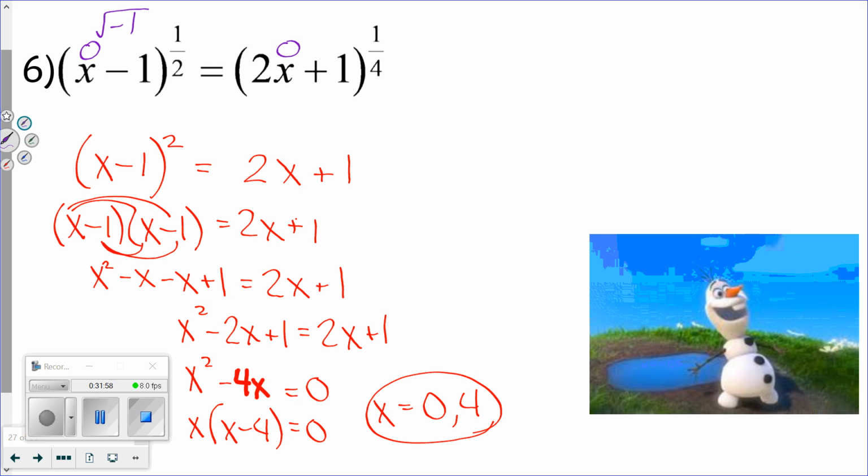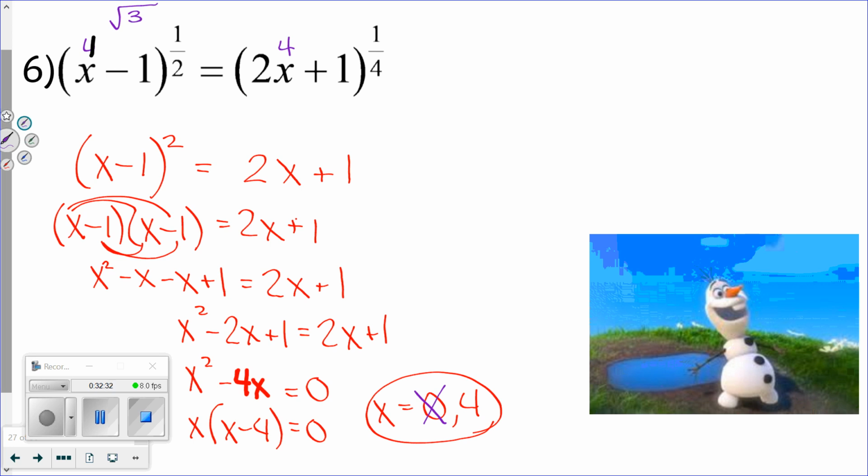Do I get the same thing over here? 2 times 0 is 0. 0 plus 1 is 1, and what's the fourth root of 1? It's 1. So does 0 work? No. All right, so that didn't work. Let's check the other one. So I have 4. So 4 minus 1 to the 1/2 power is, what's 4 minus 1? 3. To the half power is the square root of 3.